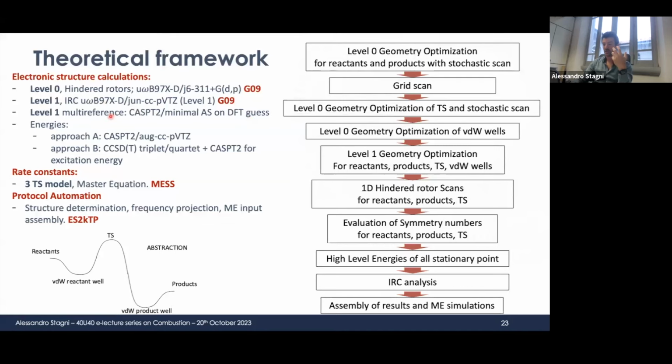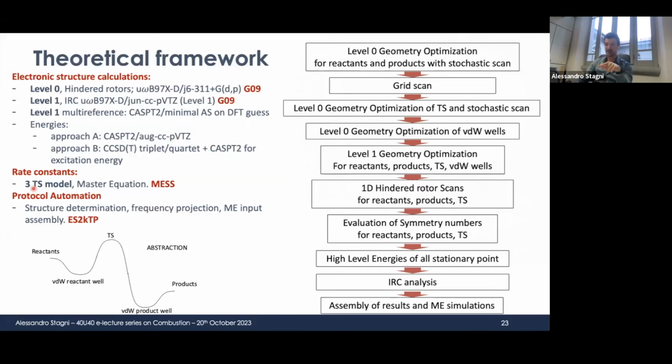And then on this multi-reference structure, we computed energies with two different approaches, because we wanted to verify that they were getting to the same values. Approach A was still at the CASPT2 level, but with a large basis set and the largest possible active space. While approach B was at the coupled cluster level, where the excitation energy between the singlet and the triplet, and the doublet and the quartet, was evaluated through CASPT2.